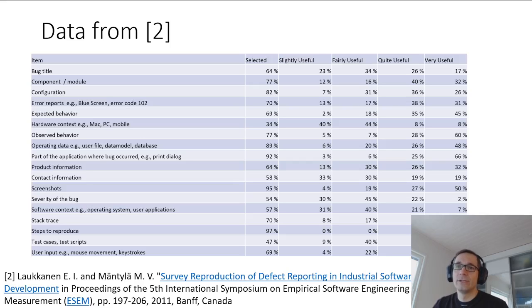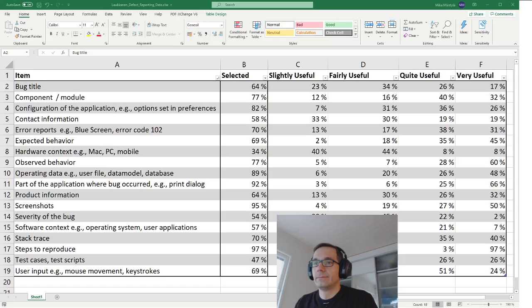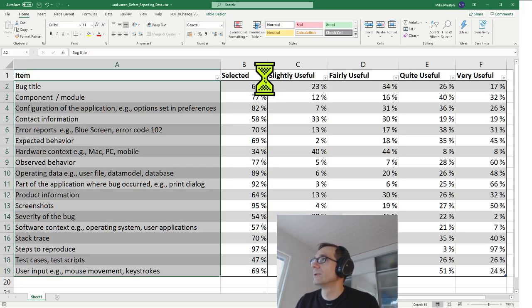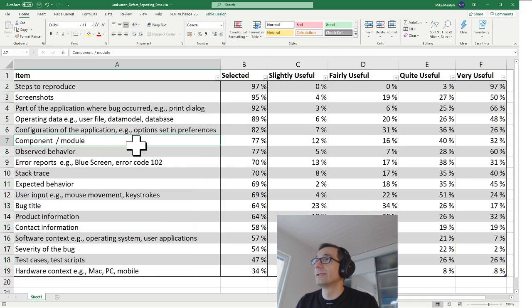Okay, let's look into the data of the second survey to see what is in there. So here are the results from the second survey in an Excel, so that it's a bit easier to handle. First, they could select whether information is useful in fixing a defect in the first place. So let's see what is the most useful thing by sorting from largest to smallest.